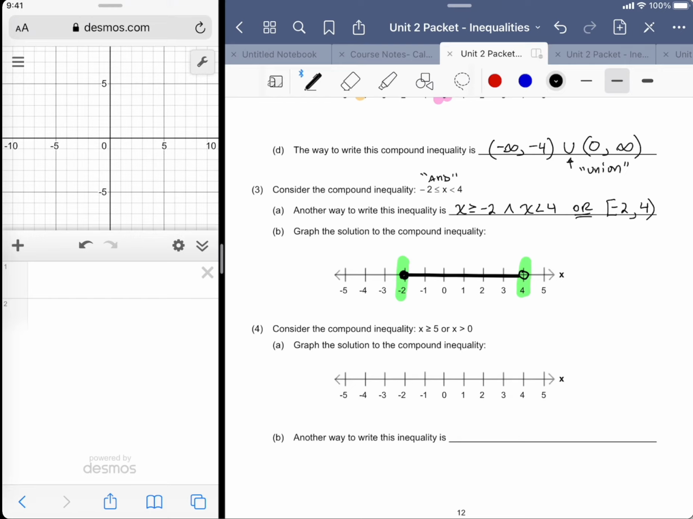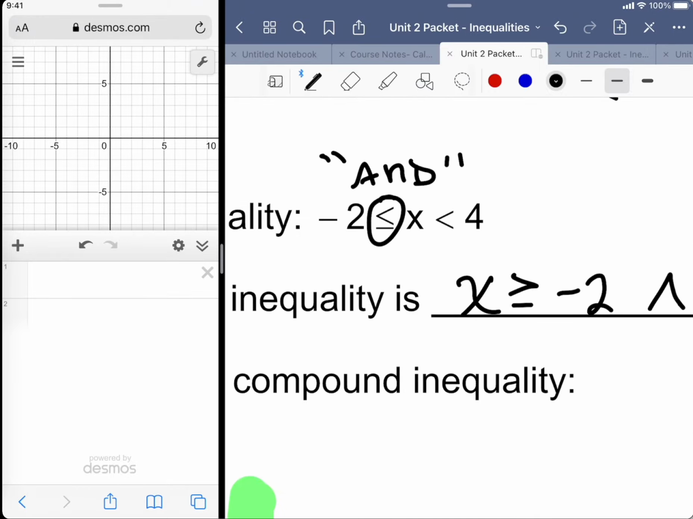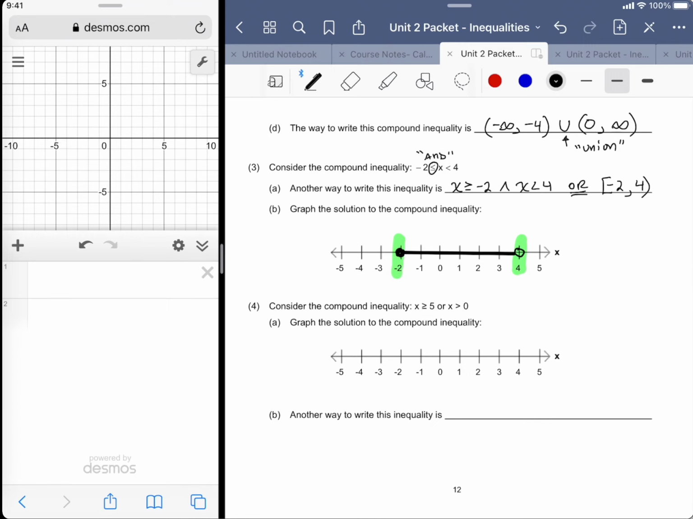How do you know if the -2 is a closed circle or? Oh, because of the equal sign. I didn't see that. Yeah. It's a good question, though. Good question.